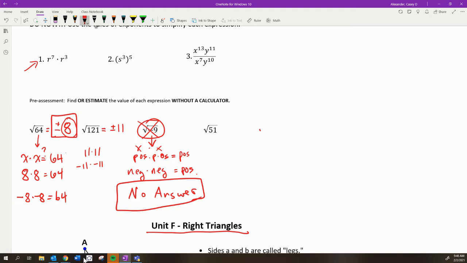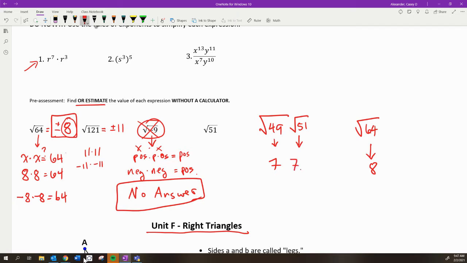And then last but not least is this square root of 51. I just wanted to see if folks knew how to estimate. The square root of 49 is 7, because 7 times 7 is 49. And the square root of 64 is 8. We already covered that. 8 times 8 is 64. Well, 51 is between 49 and 64, which means the square root of 51 is between 7 and 8. It's a lot closer to 7 than it is to 8.